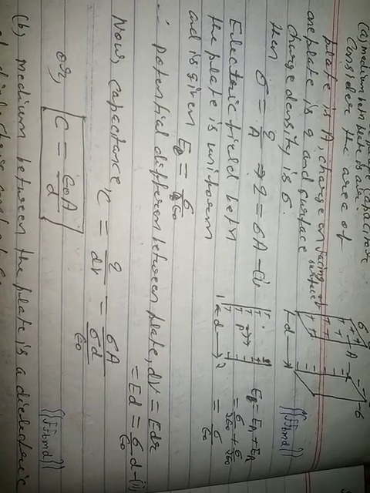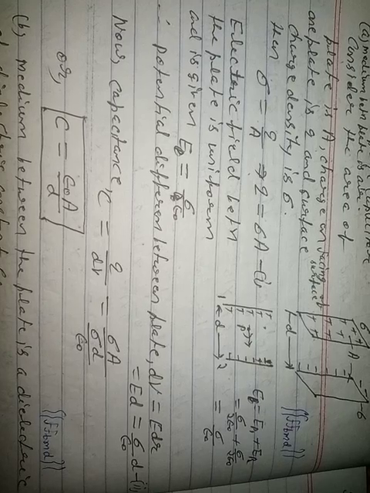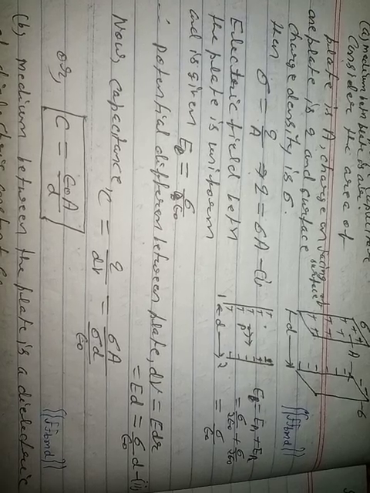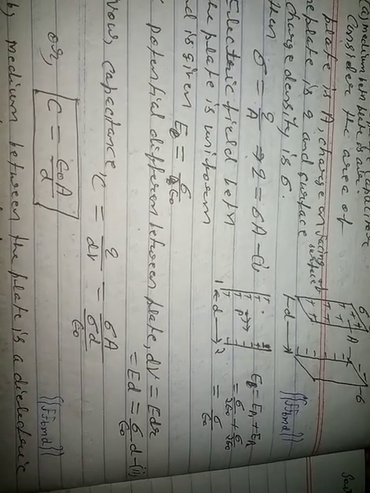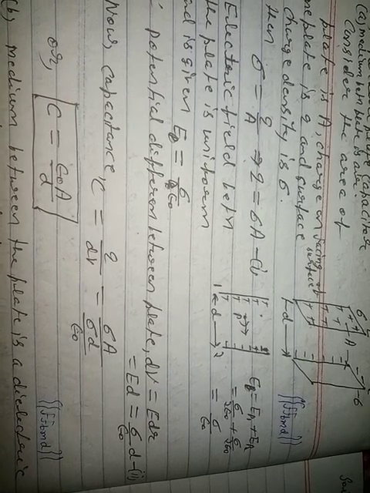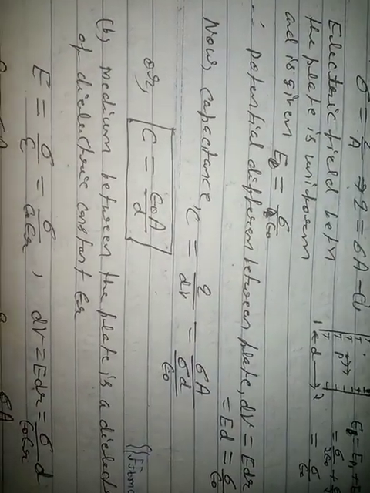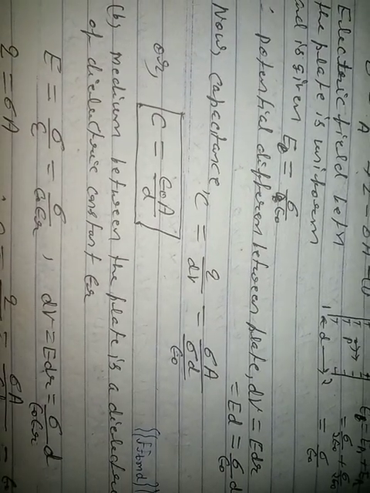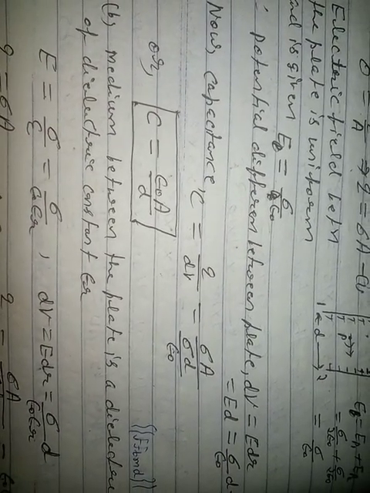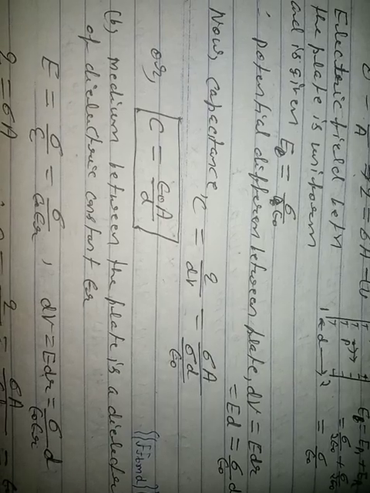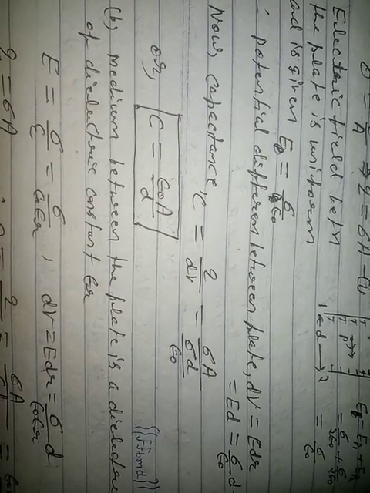Hence the potential difference between the plates dV equals E dr equals E D, where D is the separation between plates 1 and 2, equal to sigma by epsilon naught into D. Now capacitance C equals Q by dV equals sigma A by sigma D by epsilon naught, or C equals epsilon naught A by D.